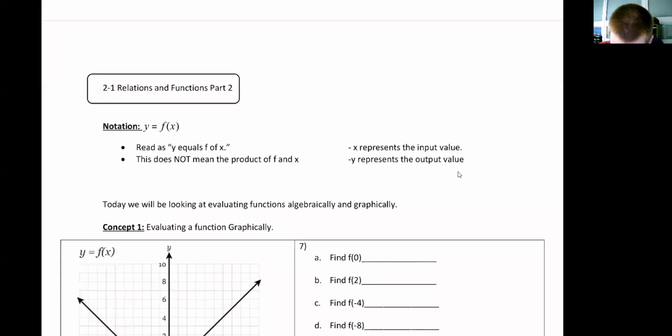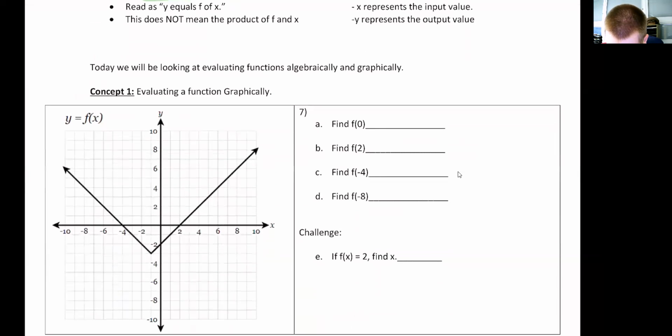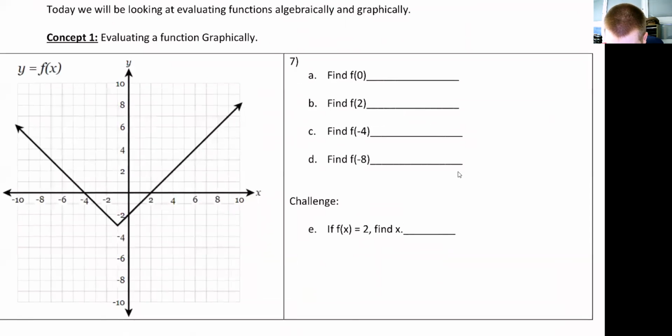So just some notation, I'm sure you've seen this before, but y equals f of x, that's how you read this part here. F of x, it's not f times x or anything like that. But basically x is your input value and y is going to be your output value. Keep in mind, anywhere you see an f of x, you can basically replace it with a y. They are equal or they're equivalent to each other. So let's start with looking at evaluating a function graphically.